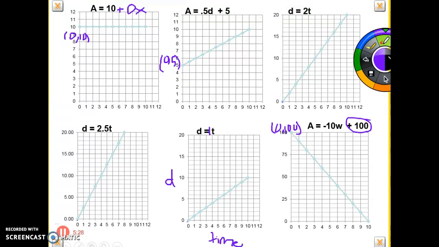Hope this helped you understand a little bit about y-intercept and coefficient and how they relate to equations and graphs.